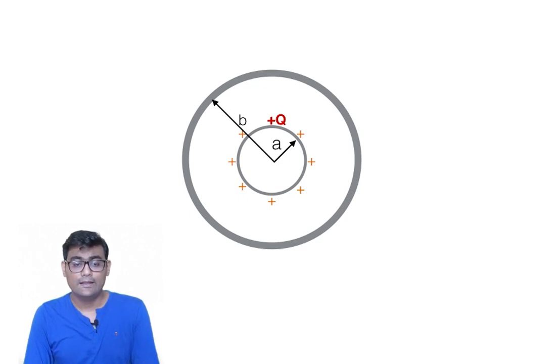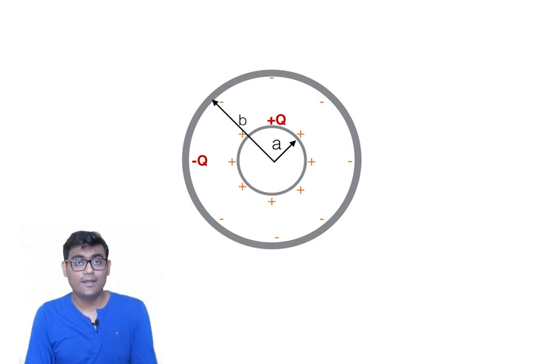Now you can see that for this bigger conductor there is a charge plus capital Q inside it. So from the property of conductor itself, can I say that on the inner surface of that bigger conductor there will be an induced negative charge? So minus Q charge will be induced uniformly on the inner surface of the bigger shell.